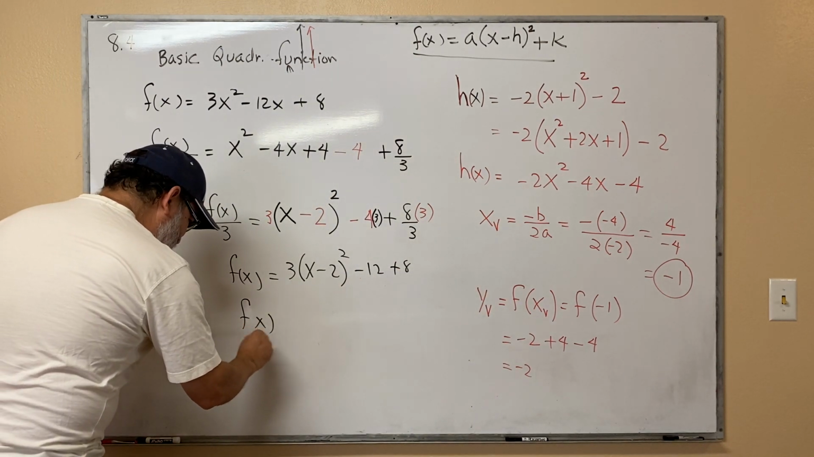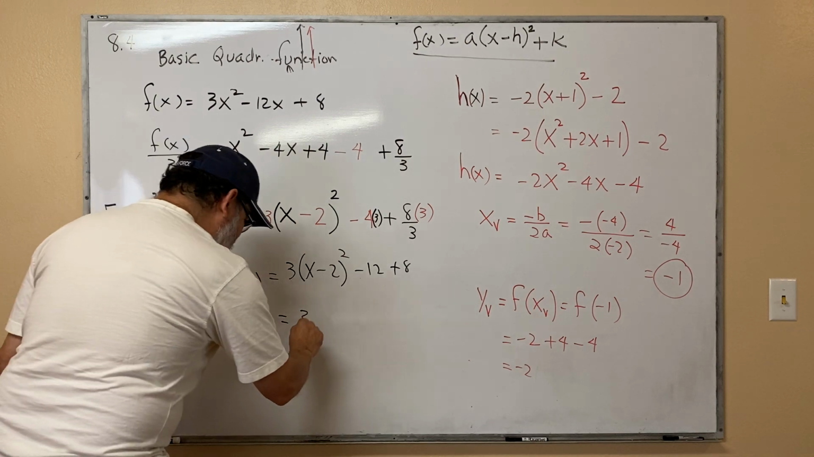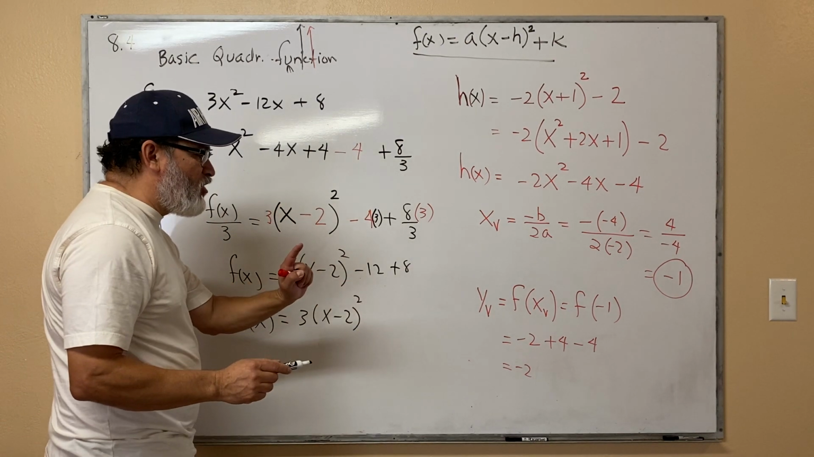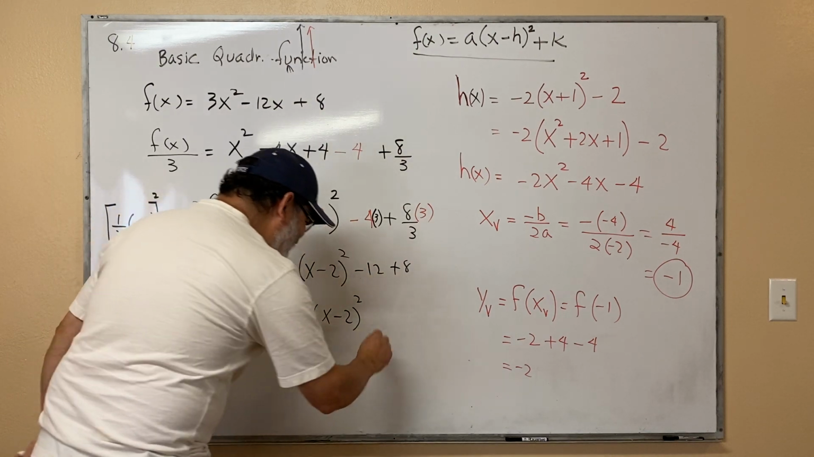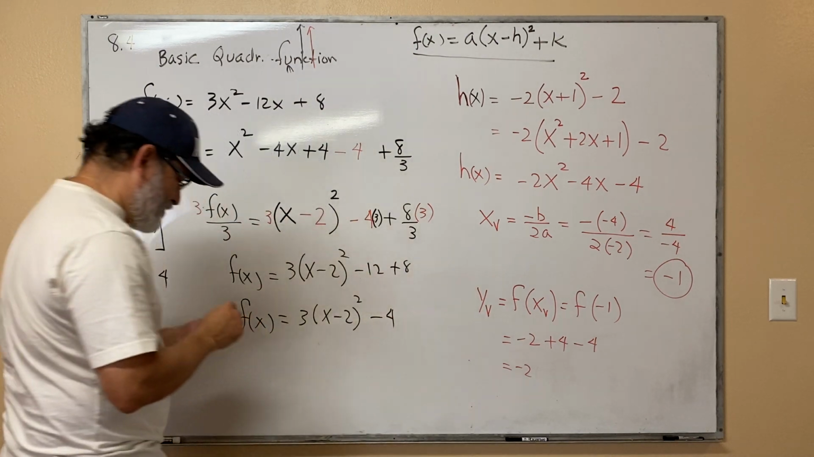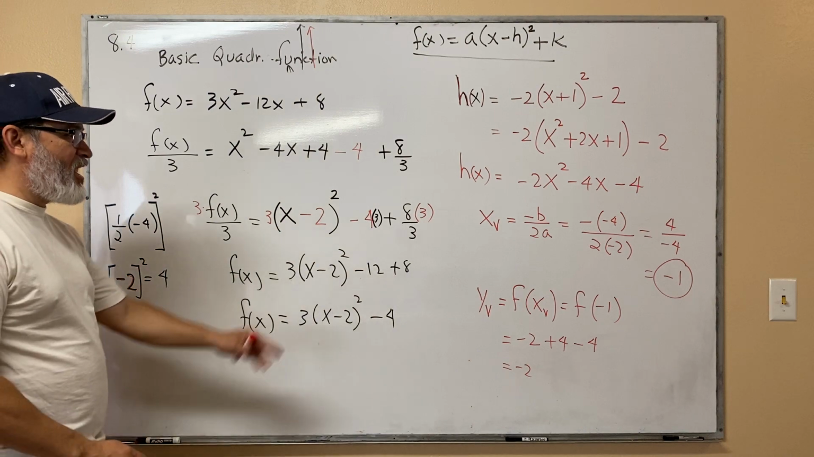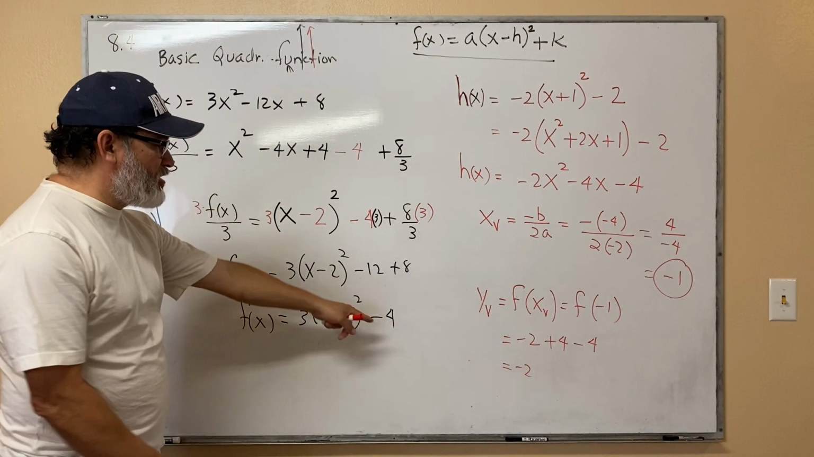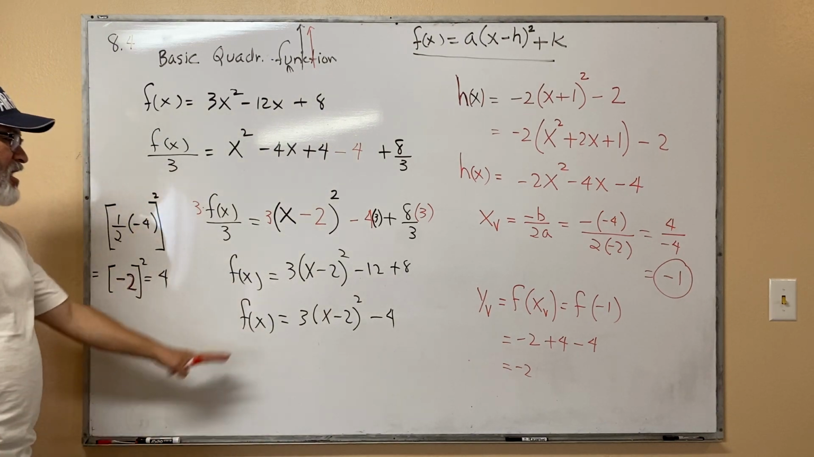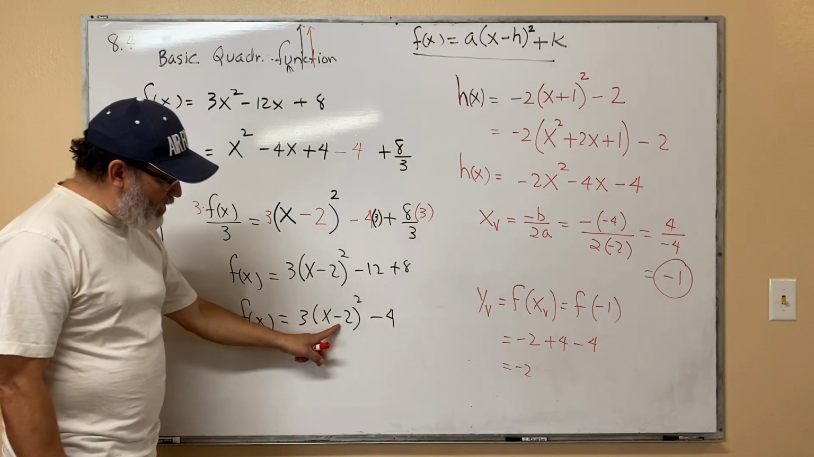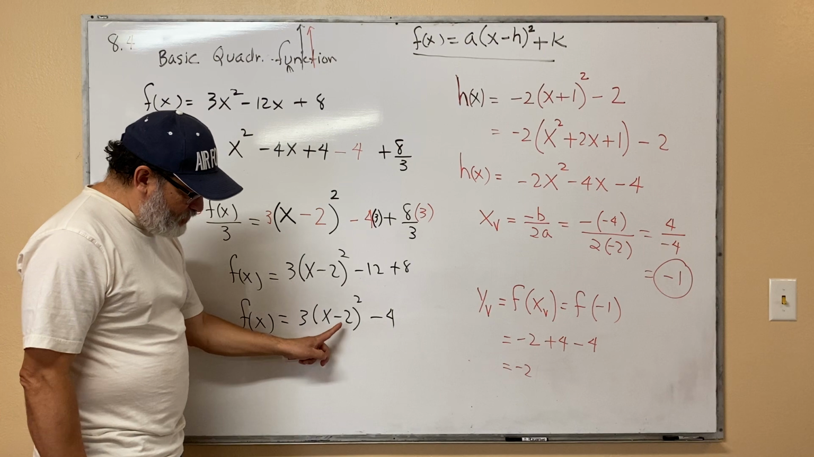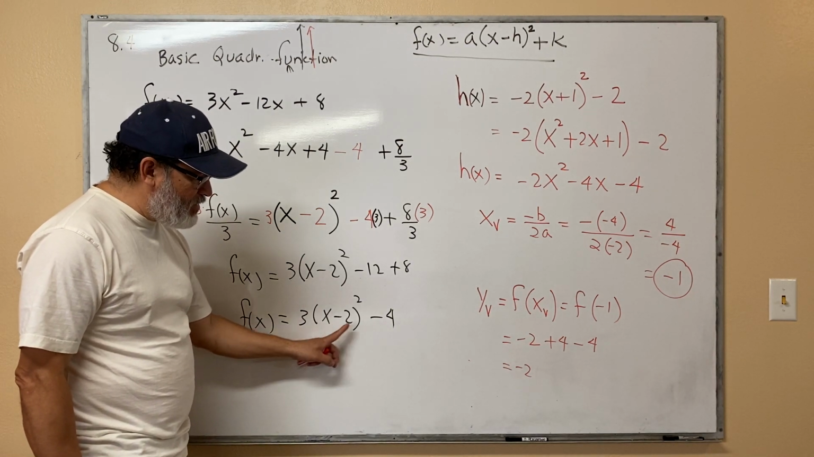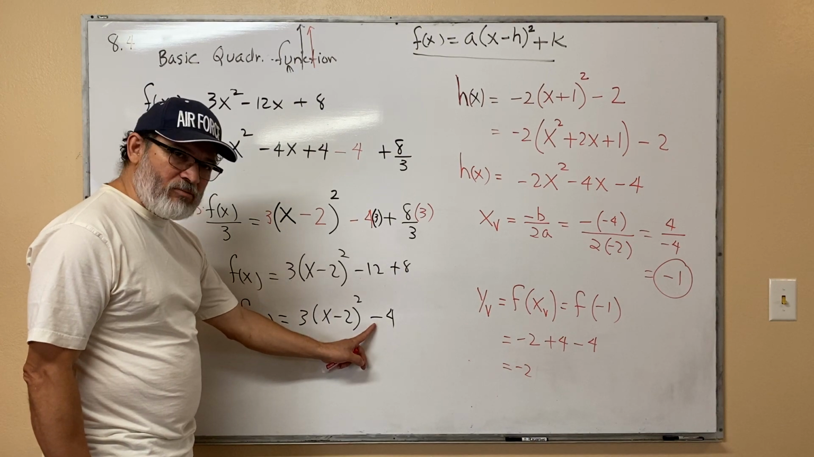F of x equals 3 times x minus 2, quantity squared. What's -12 plus 8? -4. Okay, so you didn't have to combine those two. If you did, it's fine. You still get the same answer. And now you can graph this. This is a parabola. Shift it 2 units to your right, 4 down. That's the vertex.